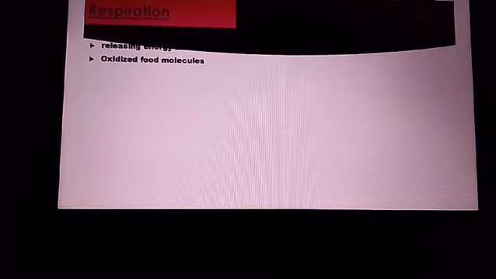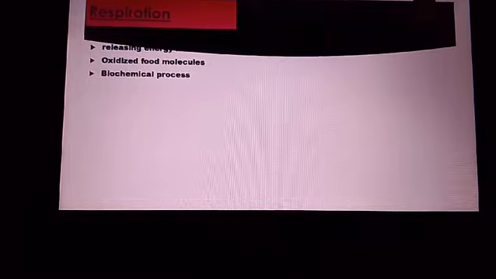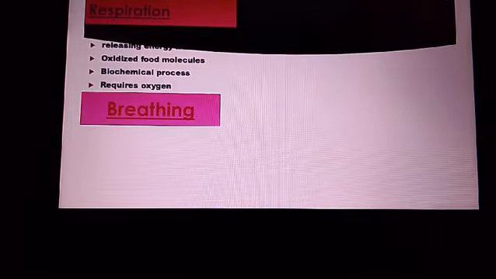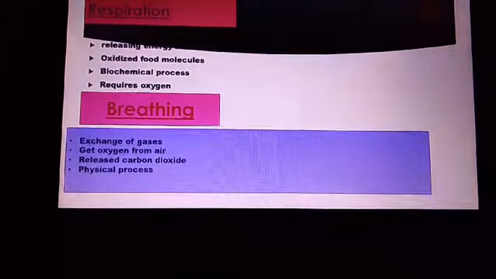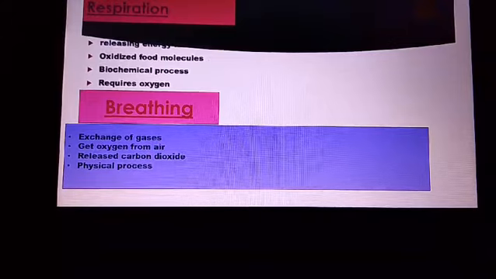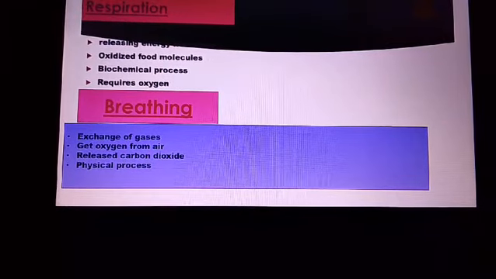If we discuss this term, then it is a process in which energy is released from food by the oxidation of the food molecule, and it is a biochemical process. So this is respiration, and we can define it this way: the process in which we require oxygen to oxidize a food molecule and release energy, whereas breathing is a process in which we get oxygen from the air, and exchange of gases takes place in our lungs and we release carbon dioxide.